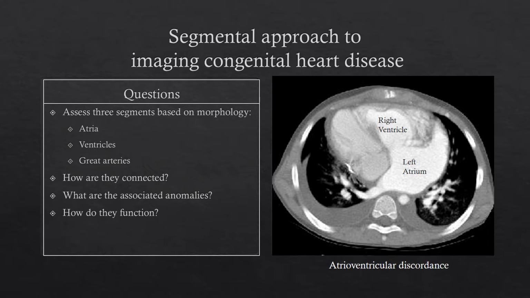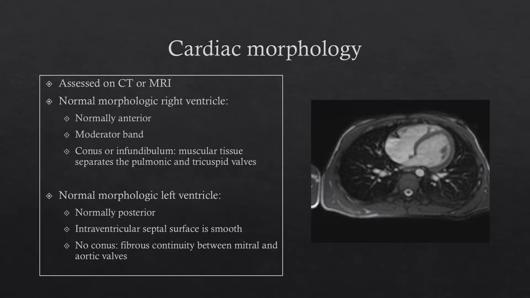Here is an example of atrioventricular discordance, where the left atrium is connected to the right ventricle. The chamber morphology of the left and right ventricle is well assessed on CT and MRI and should be used for accurate assessment of the chambers, which may have altered position related to congenital heart disease.